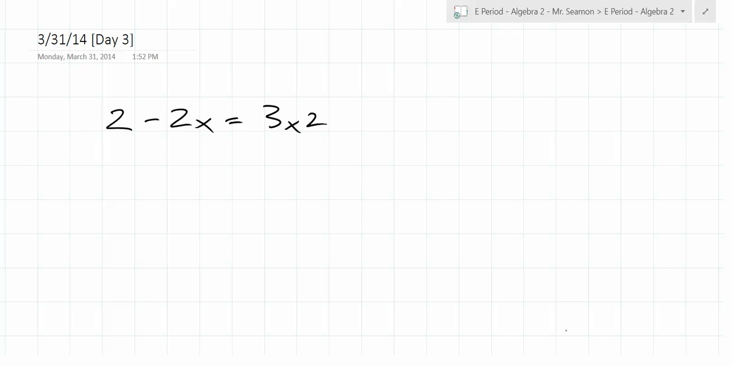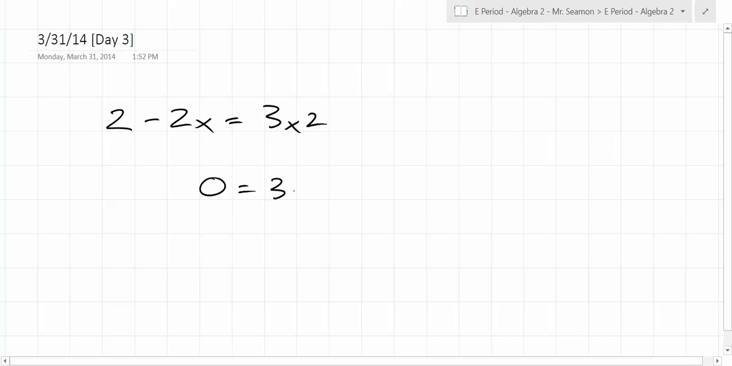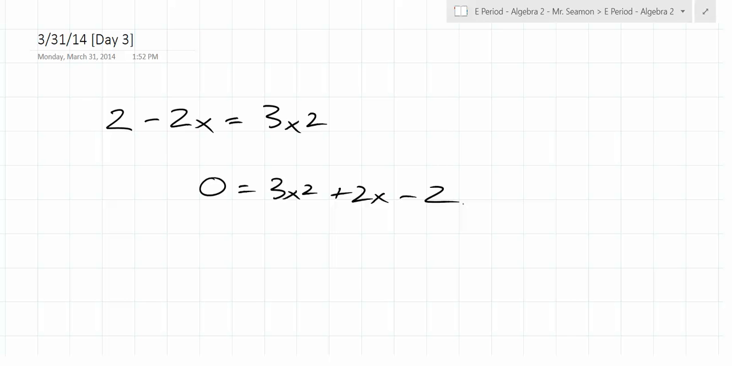It is a quadratic. Is it in standard form? No. It's not in standard form because it's not equal to 0. So if we make this equal to 0, we have 0 equals 3x squared plus 2x minus 2. At this point, you should ask yourself, is this negative 3x squared? No, I kept it on the same side. I moved everything on the left over to the right.